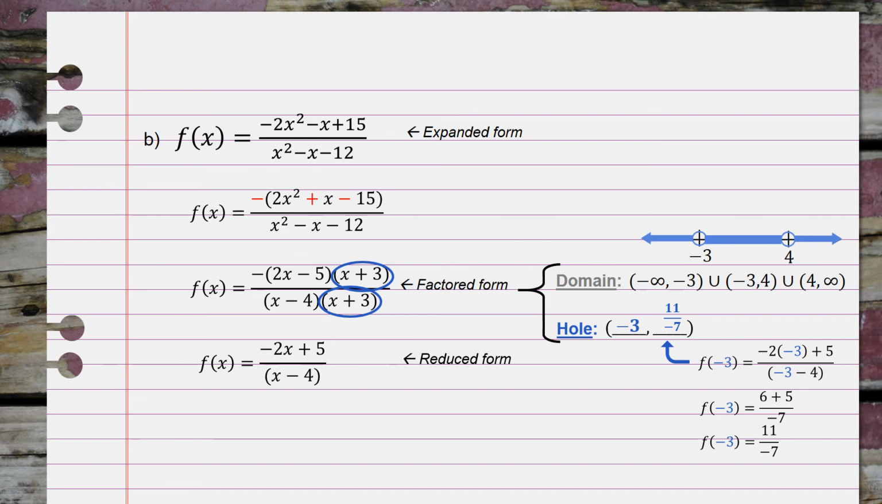Now that we've identified the hole, we're ready to identify any vertical asymptotes. Vertical asymptotes will be found by setting the denominator equal to 0. And when we do that, we will find x equals 4.